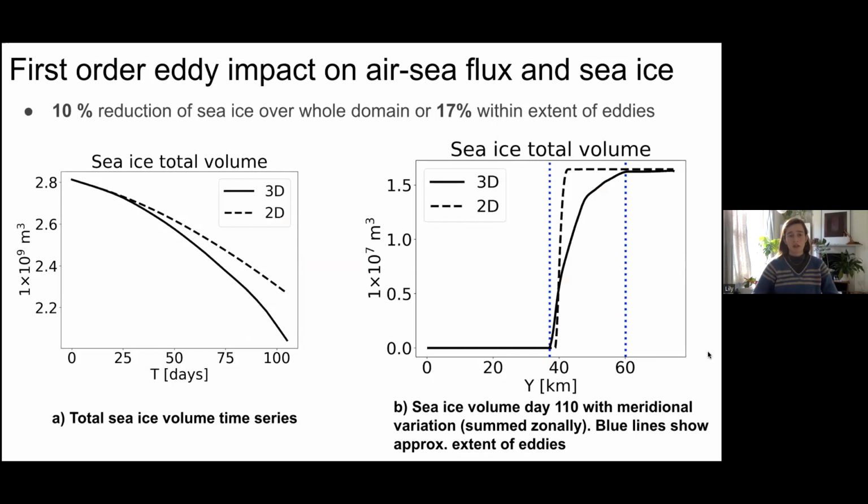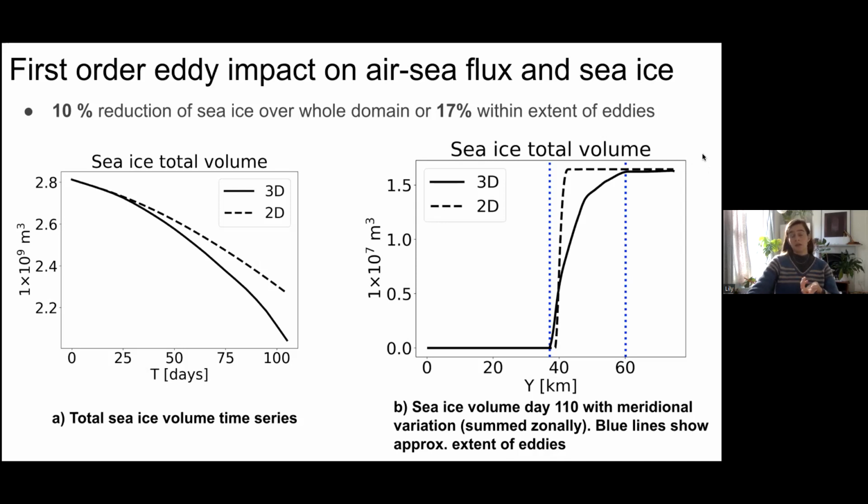And then if we look directly at the sea ice volume, these plots show how over time the sea ice is greatly decreased. There's a 10% reduction with eddies, so the solid line again, by the end of the simulation compared to without them. But this is slightly dependent. So you can imagine that eddies are developed and they don't necessarily reach the edge of the domain of my model by the end of the simulation.